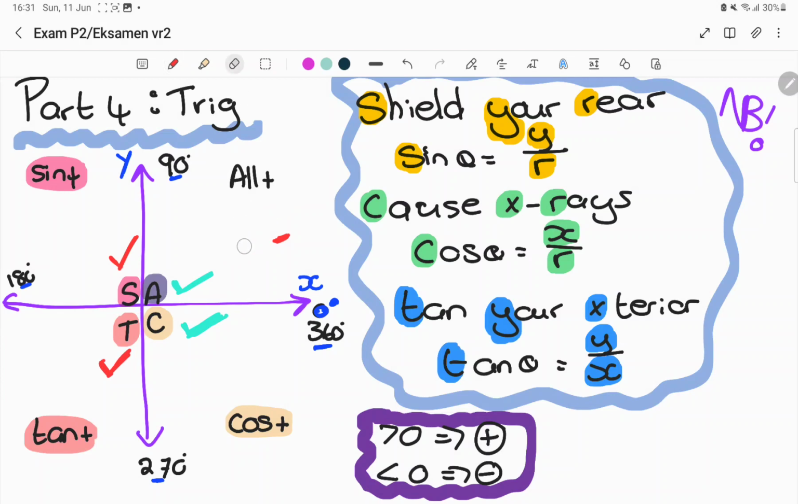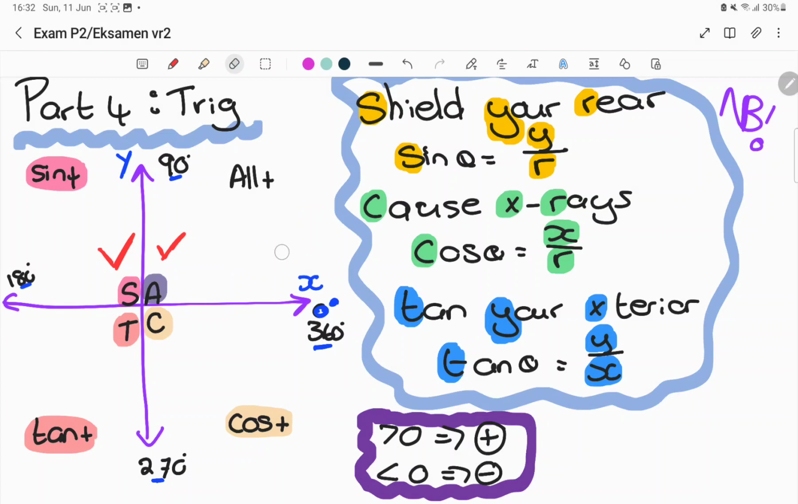Alright, a last thing you need to understand is when I say that something is greater than 0, for example, sine is greater than 0, it means that sine is positive. So where will sine be greater than 0? It will be greater than 0 where sine is positive. So in my first quadrant where everything is positive, and in my sine quadrant.